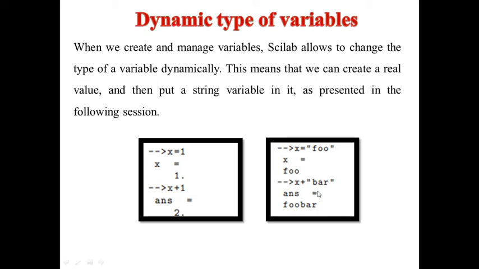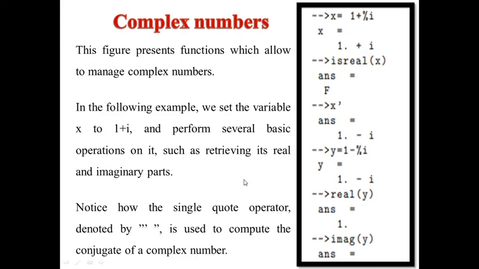Here it has been changed. So if you declare the variable with real, it is not necessary it should be only with the real. You can change the value of the variable with the value string, right? So that it has been changed as foo. So the answer is foo bar. So with that, the unit 1 has been over.